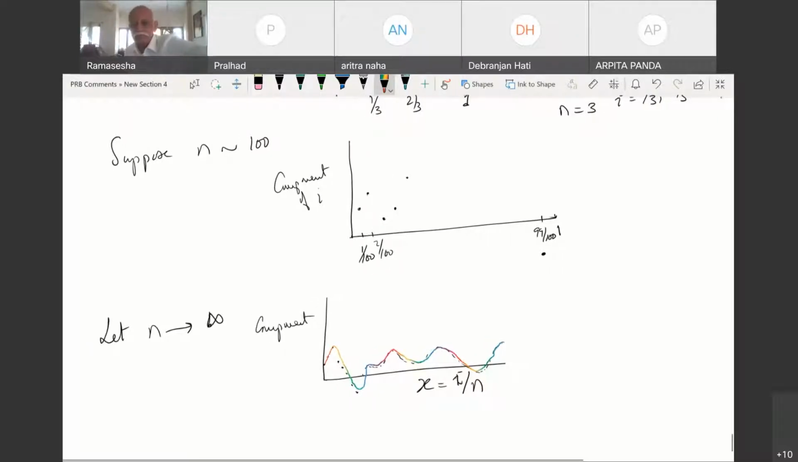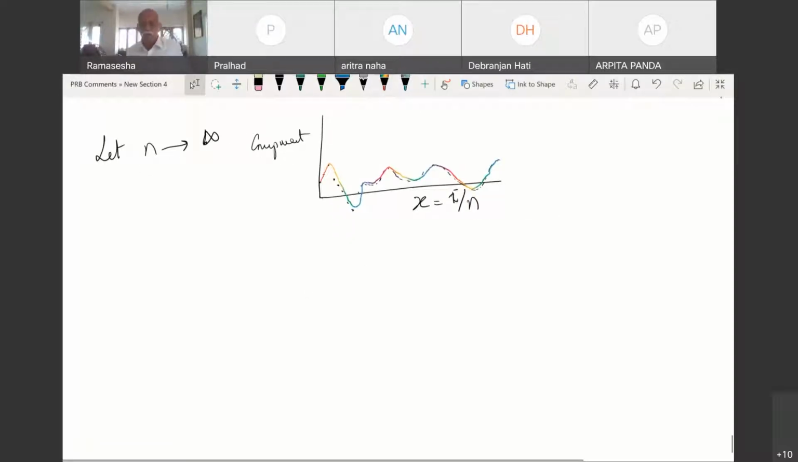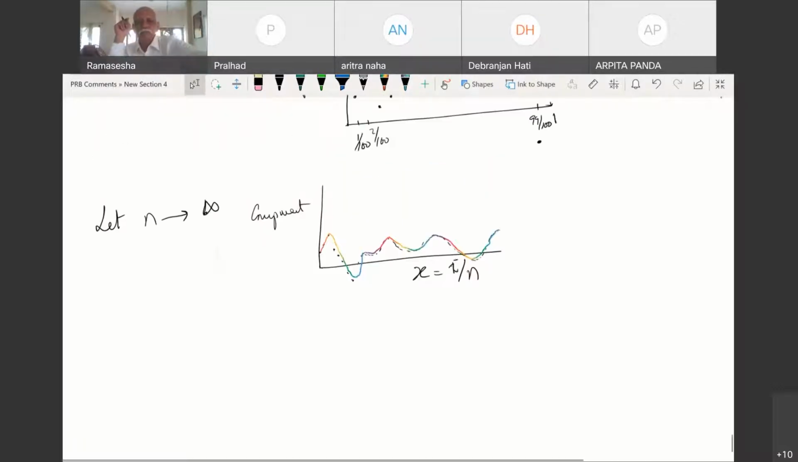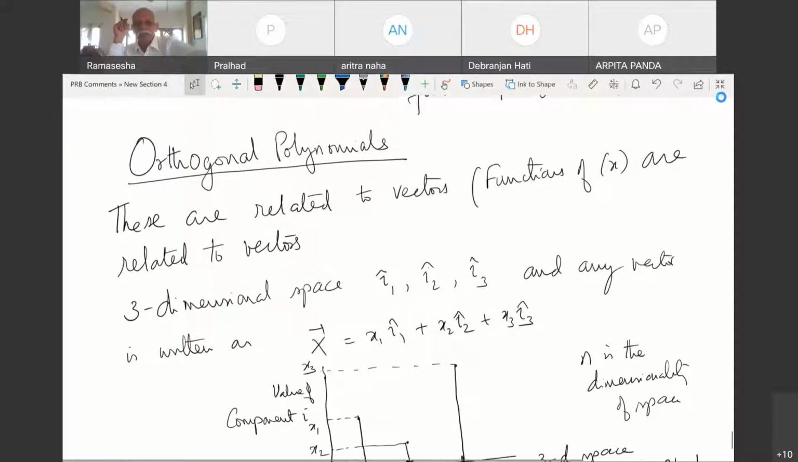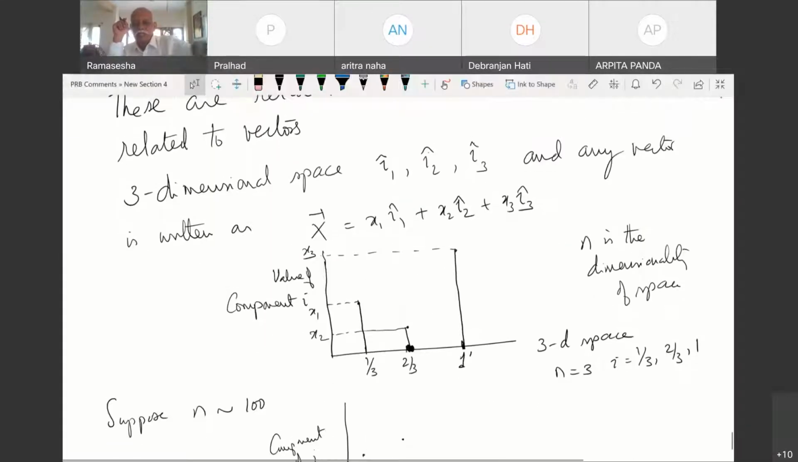Any question? Sir, I'm sorry, I'm not able to get what is I equals 1/3, 2/3, and 1. I is a unit vector. No, I is the x-axis. Okay, so it is some variable, which is the component 1 is at 1/3 value, and component 2 is at 2/3 value, and component 3 is at 1. Okay, n is equal to 3.